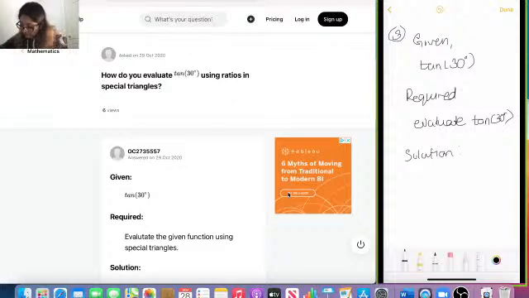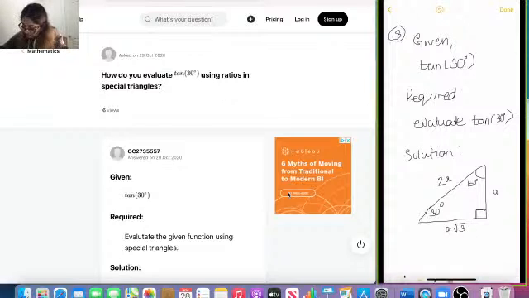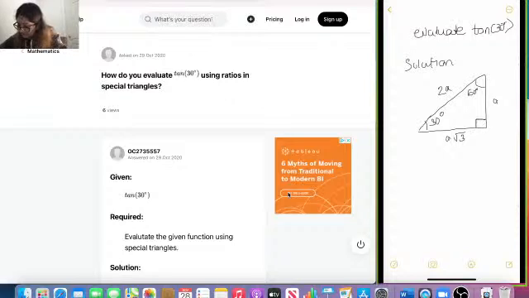So our solution here would be to first draw out the special triangle. We have a right angle triangle right here, and let's say this angle is 60, this angle is 30, and therefore that is 90. And let's give values for the side lengths. We can just say this is 2a, this is a root 3 basically.